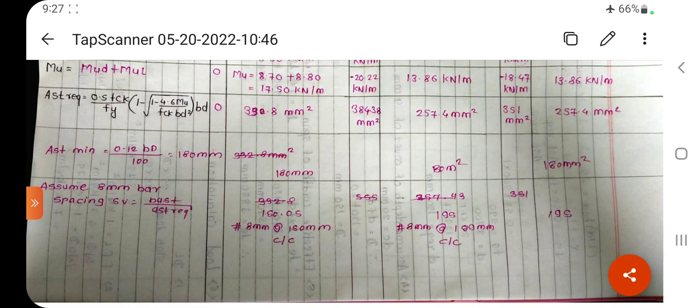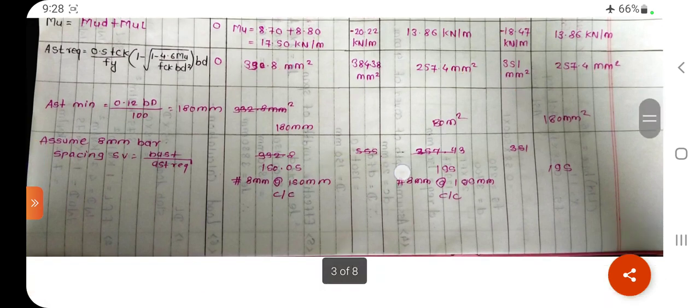Here is how we calculate it. Whatever the Mu we have calculated, we substitute in the formula and we get the AST. Here it is 390.8 mm square. At this support it is 384.38 mm square. At this mid span, 257.4 mm square. At this support it is 351 mm square. And lastly it is 257.4 mm square.